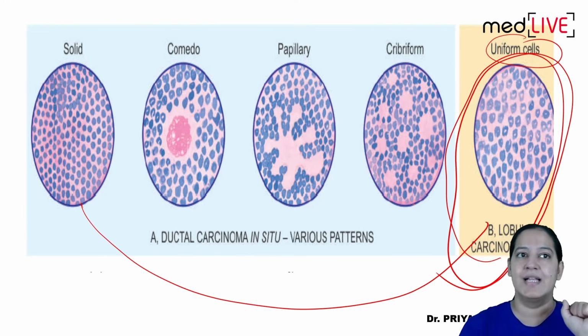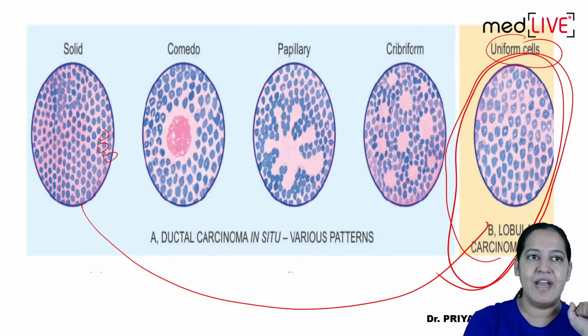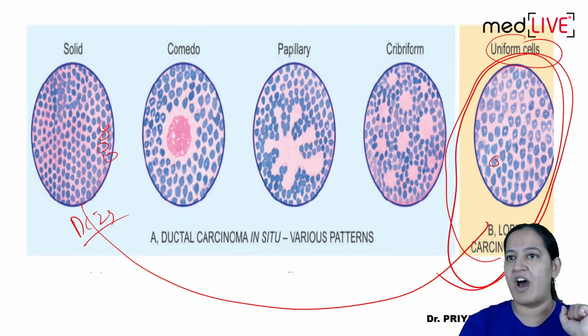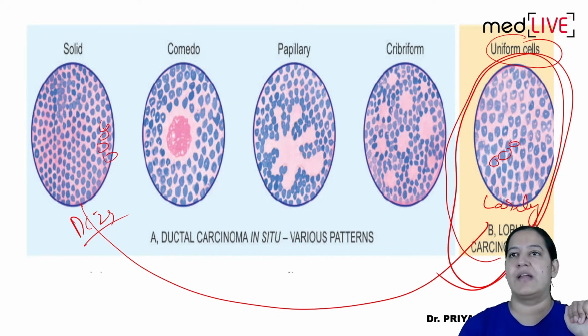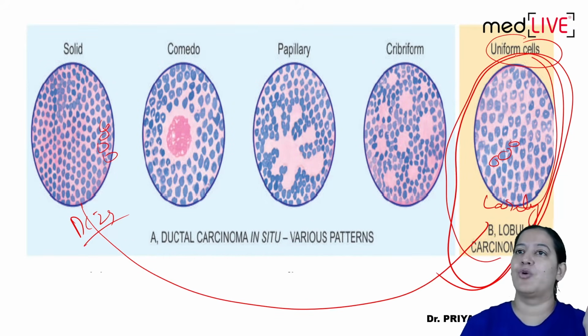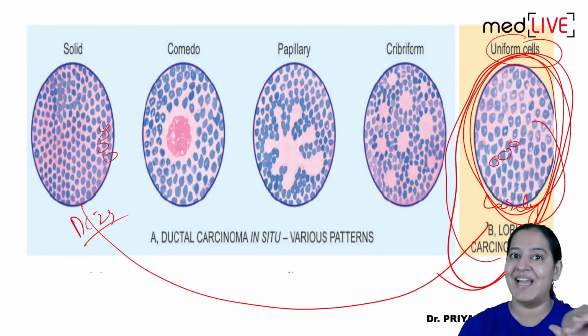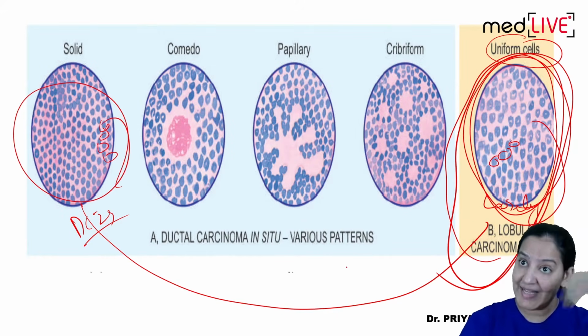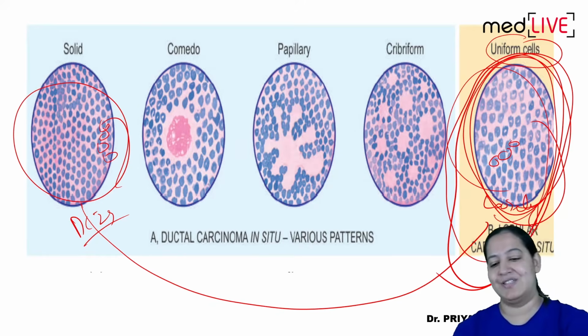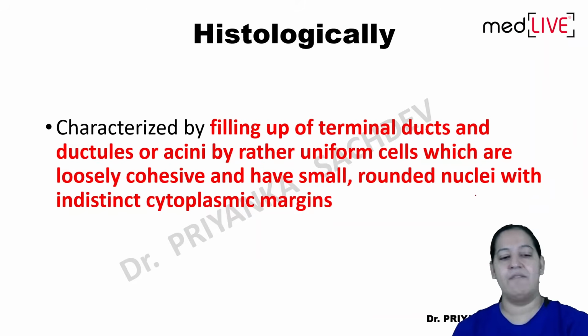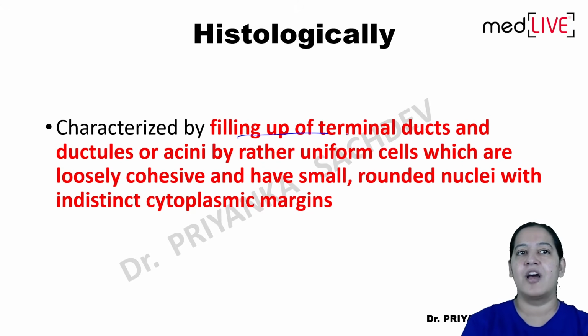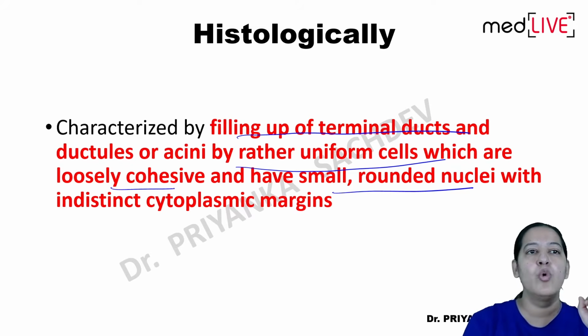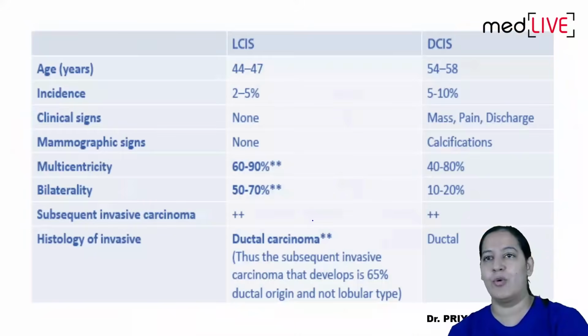There is a difference. See the cells. Cells are more compactly packed in DCIS, in solid pattern. And here they are loosely arranged. Cells are far from each other. In LCIS, they are loosely arranged. And it is a lobule, it is not a ductule. The main difference, it is a lobule. That's why LCIS. This is a ductule. That's why DCIS. This is a lobule. That's why LCIS. So these are the main differences. So here only one pattern is there, filling up the terminal ducts and lobules rather, and the cells are uniform, small, round, and they are loosely packed, loosely cohesive. So that is the difference.